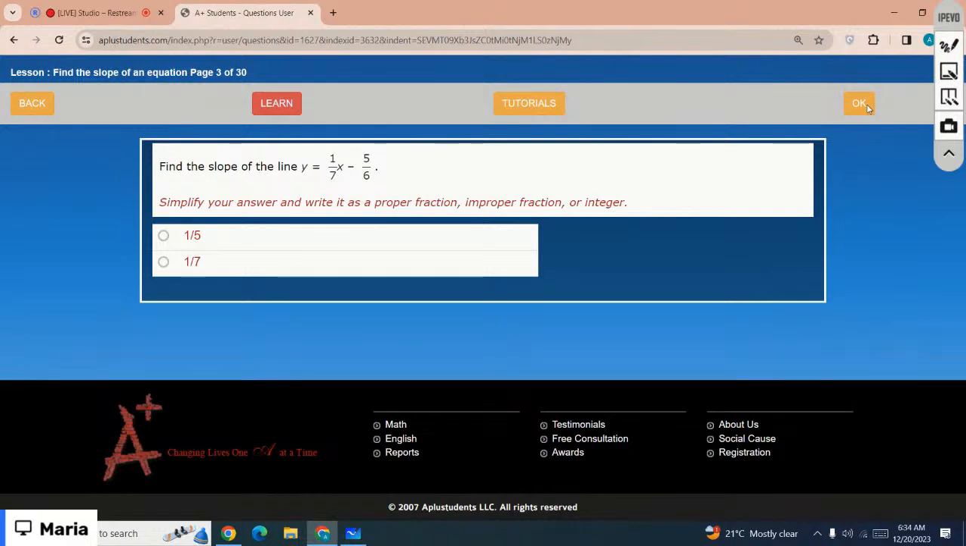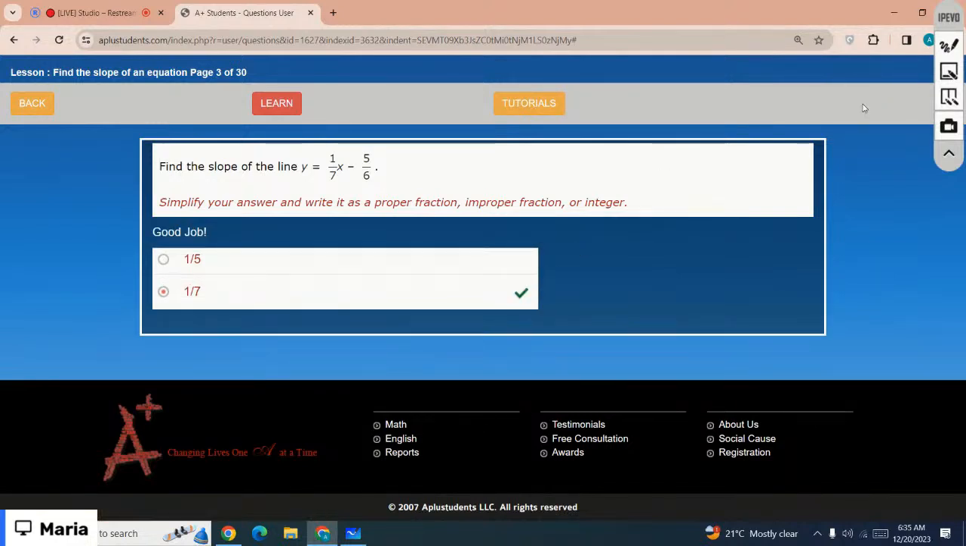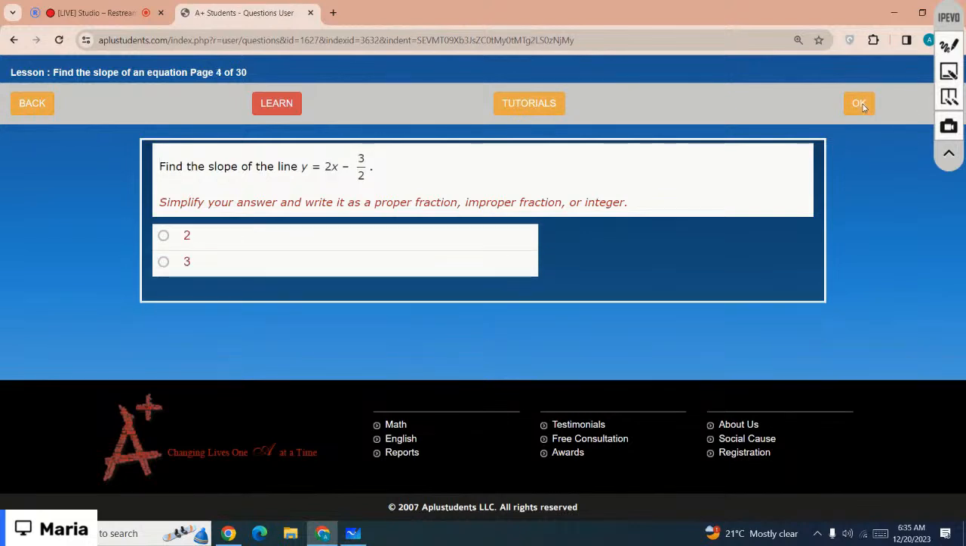Yes, the slope is very good. 1 over 7 is the correct option. Okay, the next one is find the slope of the line y equals 2x minus 3 over 2. So, which is the correct option? The slope is... the slope equals 2. Very good. The correct option is 2.